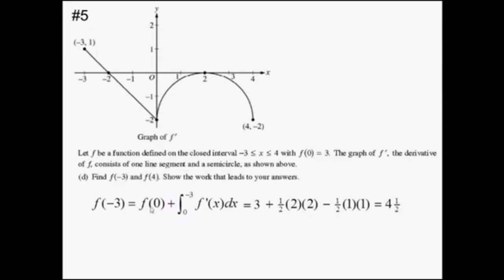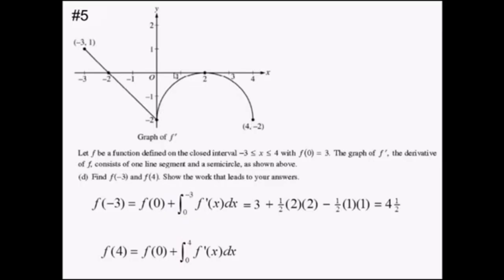All right, let's take a look at f of 4 now. That's going to be f of 0 plus the integral from 0 to 4 of f prime of x dx. Again, f of 0 was 3, so it's just this other integral over here. Now for this one, this is going to be negative area, but it's kind of interesting because in order to find this area, we have to take a rectangle and subtract this semicircle from it.